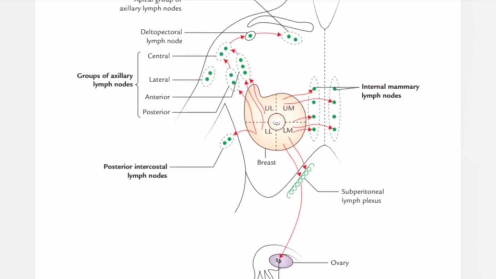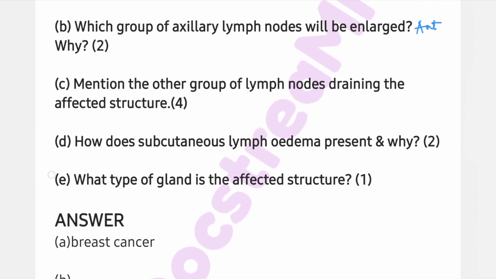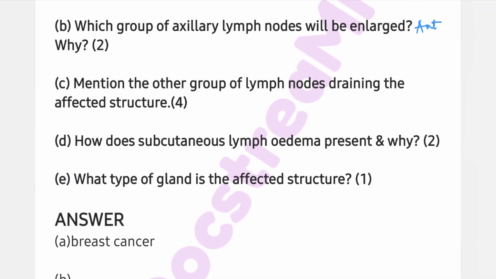Here I also missed one thing. See, you have the anterior group, posterior group, lateral group draining into central. From there it goes to the apical group. Apical group can also receive lymph directly from the deeper aspect of breast also. So here you have the anterior group of lymph nodes draining the upper outer quadrant of breast, and that's why it is mostly enlarged.